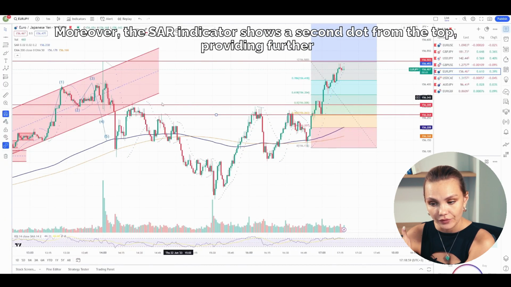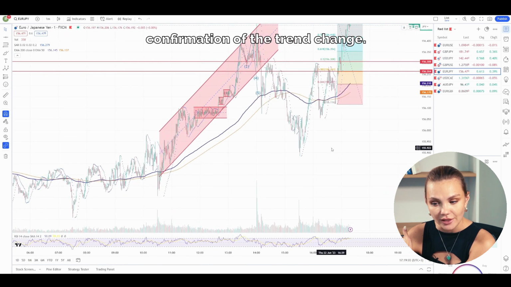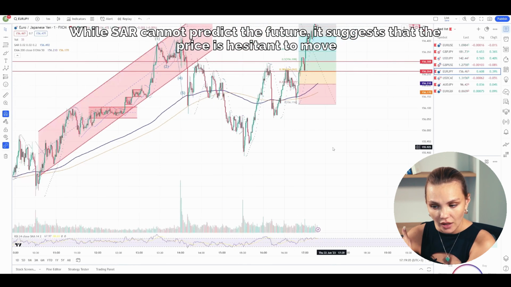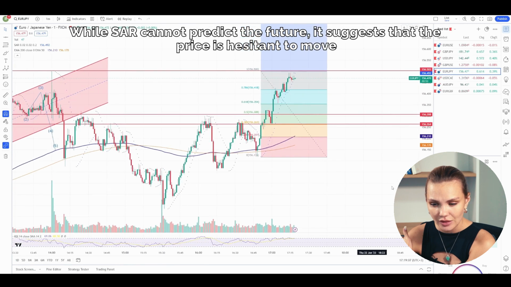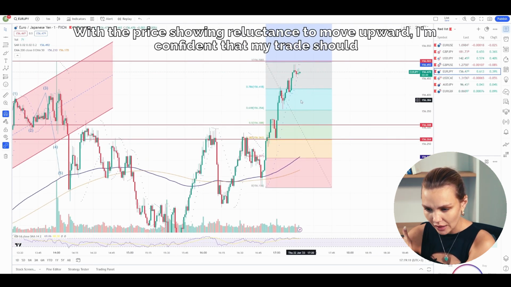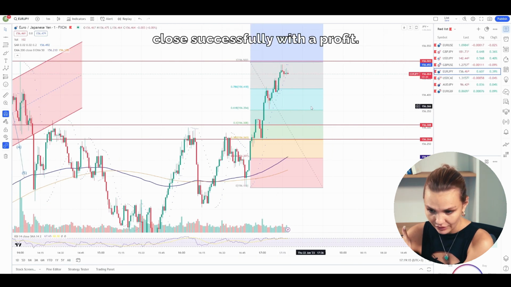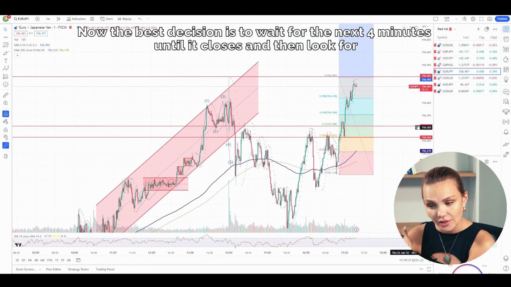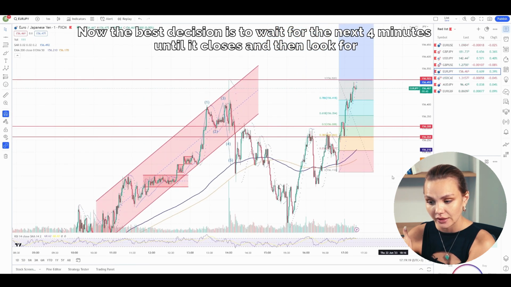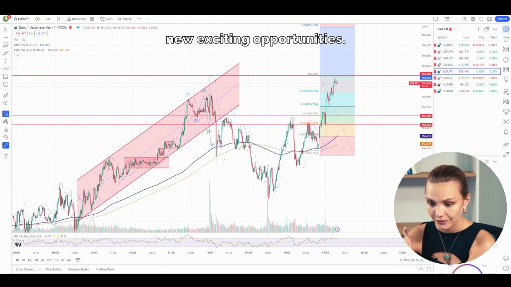Moreover, the SAR indicator shows a second dot from the top, providing further confirmation of the trend change. While SAR cannot predict the future, it suggests that the price is hesitant to move upward. With the price showing reluctance to move upward, I'm confident that my trade should close successfully with a profit. Now the best decision is to wait for the next 4 minutes until it closes, and then look for new exciting opportunities.